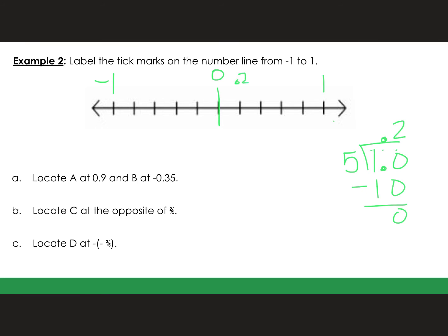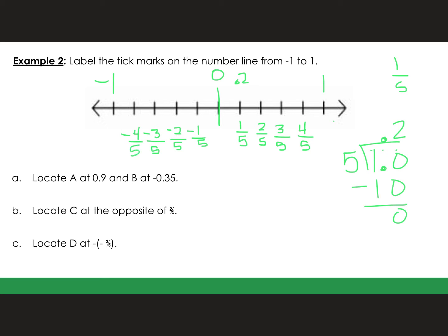So each tick mark is going to be 0.2, which is also what I essentially just did, I took 1 and divided by 5. So if we do the fractions on the bottom, I have 1/5, 2/5, 3/5, 4/5, and then I would go the opposite direction, until I get to 1 and -1.